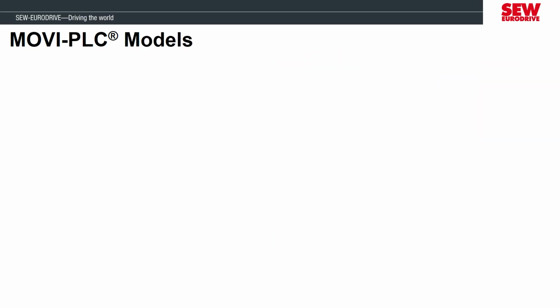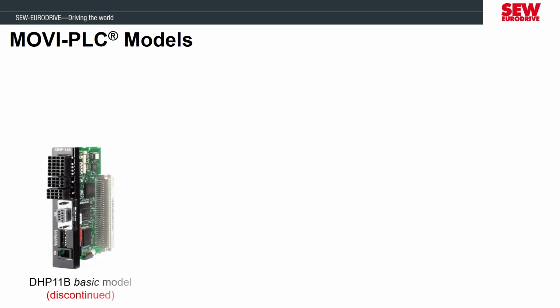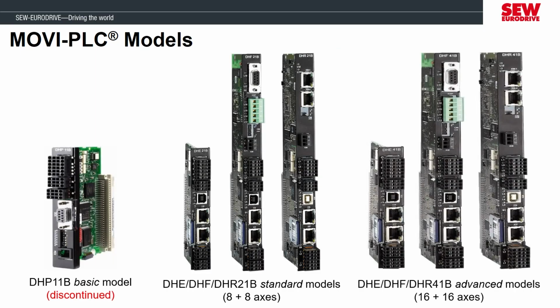Here are the different models. The first one is this 11B series that is now discontinued because we decided it was too underpowered for a lot of applications. The only way to access the program in this version is to use the serial port at the bottom of the card with our USB 11A cable that usually connects to the MOVIDRIVE.